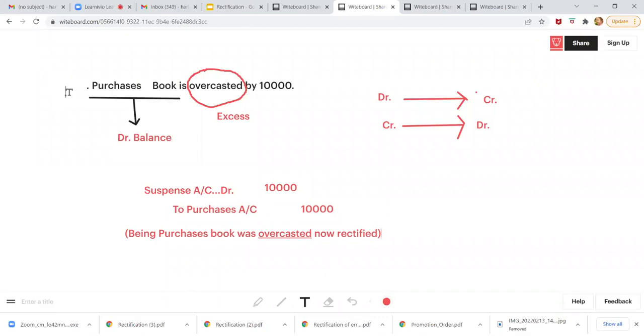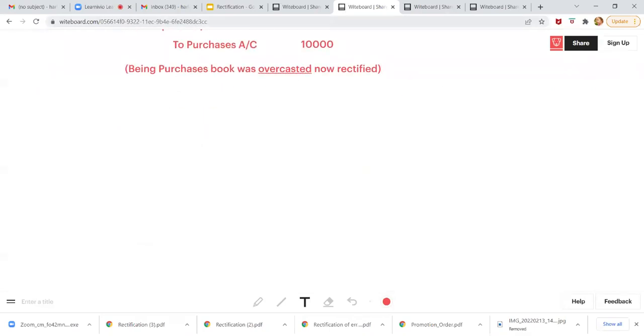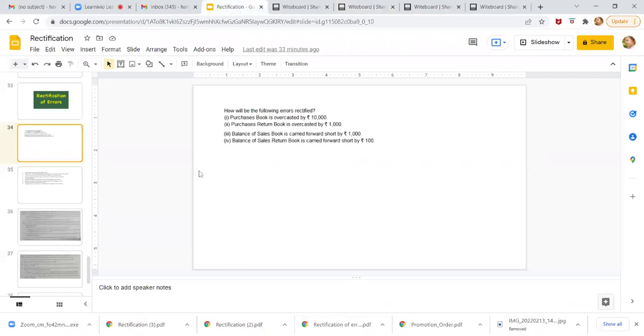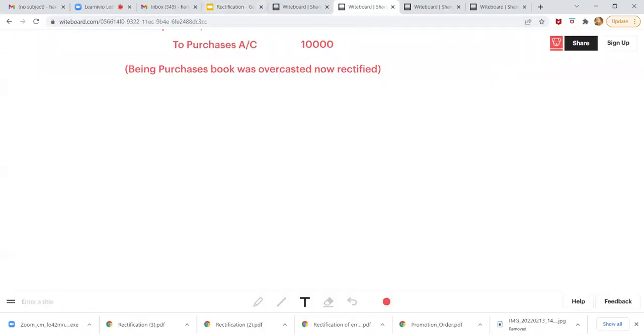As you can see, purchases book has a debit balance and it is overcasted. We have written excess, we might have written it twice, thrice. So to nullify that effect, to correct that error, we have credited the purchases book. And on the debit side, we have created the suspense account to know the error, right? So till now, is there any doubt in this question? All right.